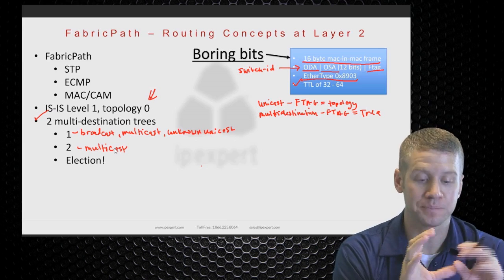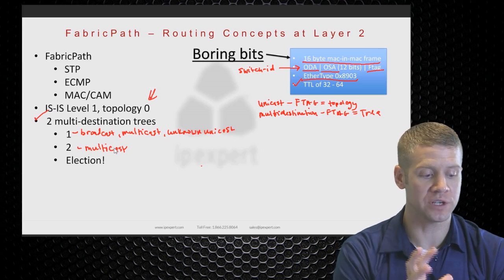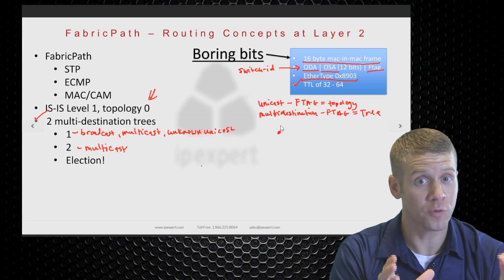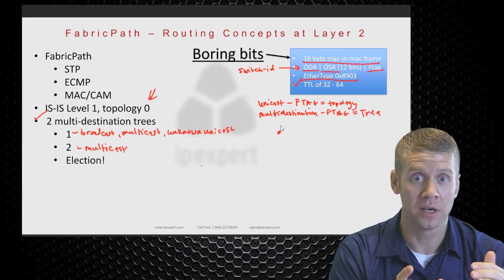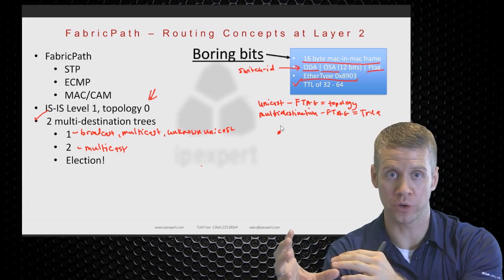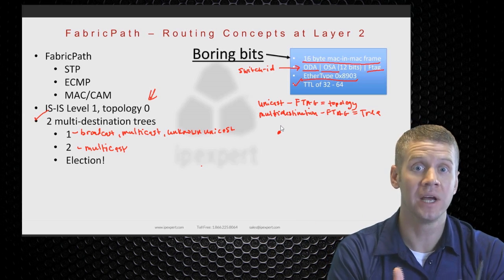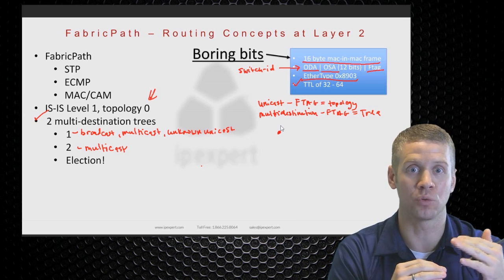Okay? Now, when we form these trees, we're going to see that it's going to look just like spanning tree. We're going to form a shortest path tree to that multi-destination tree root, meaning each one of these trees, 1 and 2, is going to have essentially a root bridge.